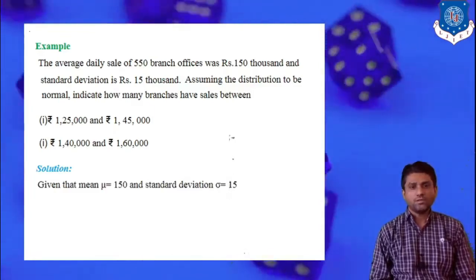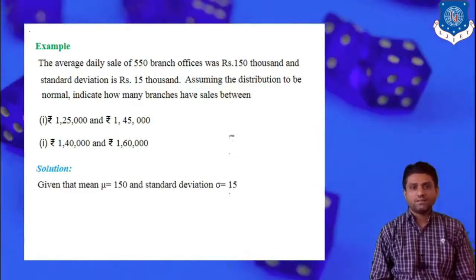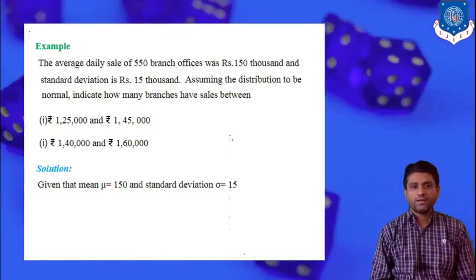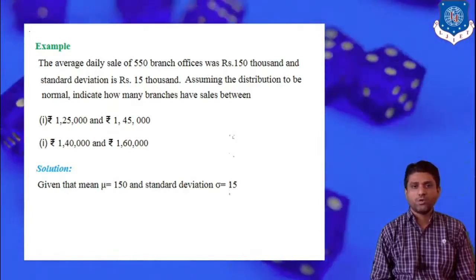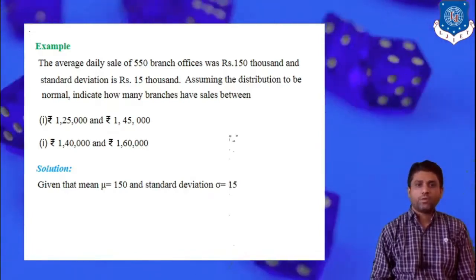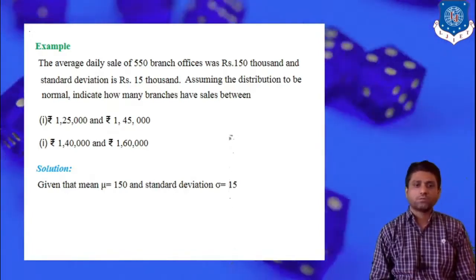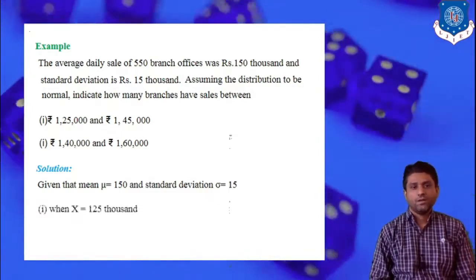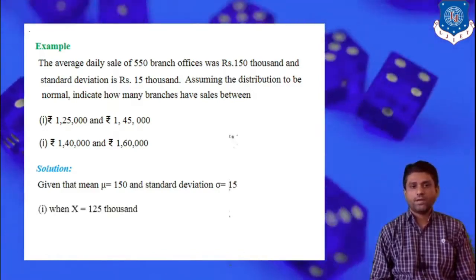So the solution tells that the mean, that is the expected value, is 150,000. So we consider mu as 150. Right now we do not consider the unit, that is 1000. The standard deviation is represented by sigma, that is 15. So let's deal with the first option, when x is 125.